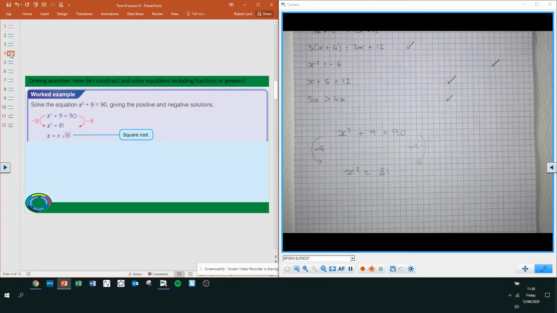Now, you get a calculator out really, unless you know your square numbers. x equals the plus or minus square root of 81, because there are two answers to this. x equals either 9 or negative 9. Like I said before, two negatives multiplied together make a positive. So minus 9 times minus 9 is 81, and 9 times 9 is 81.